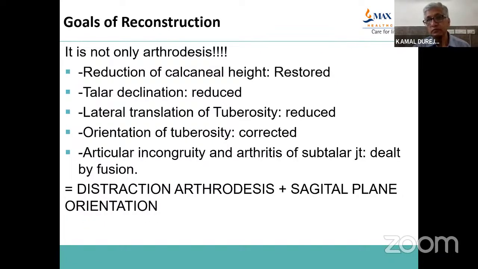So the goals of reconstruction of a malunited calcaneum in complex cases are: you bring the calcaneal height back to normal, you change the talar declination to bring it to a normal inclination, you reduce the translation of the tuberosity, you correct the orientation of the tuberosity, and of course, you deal with the subtalar joint by doing a distraction arthrodesis. So it's a distraction arthrodesis plus a sagittal plane orientation, which you have to achieve at the end.